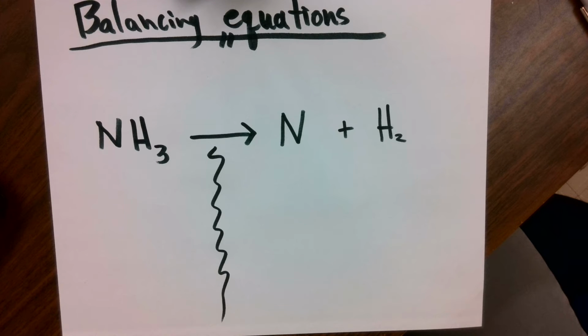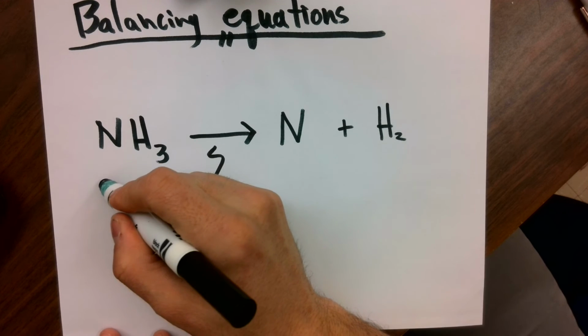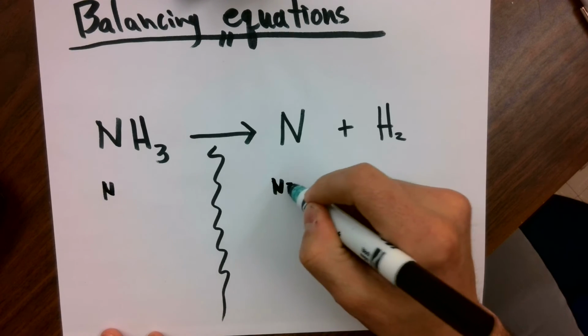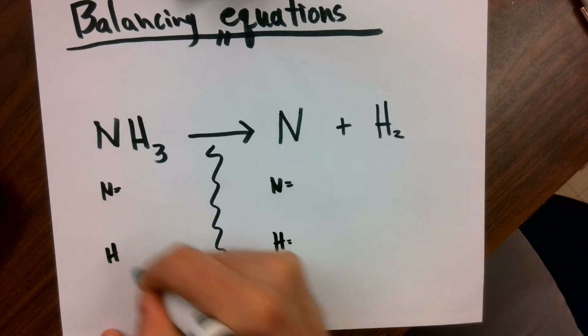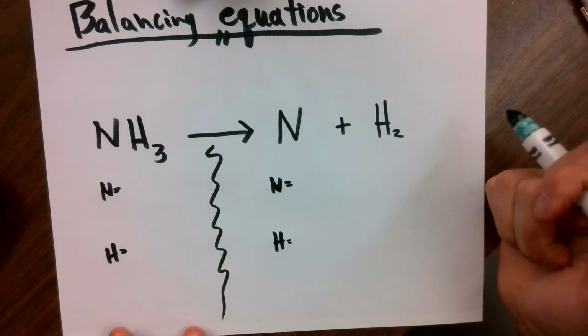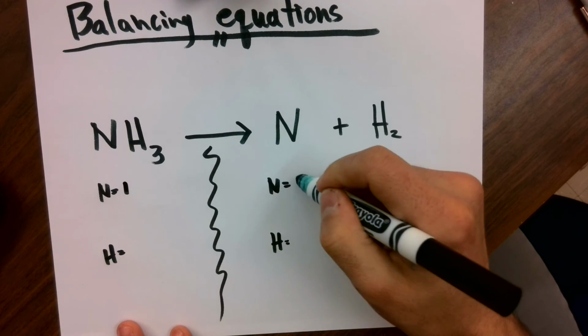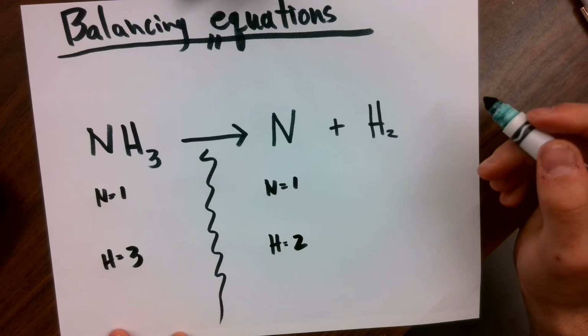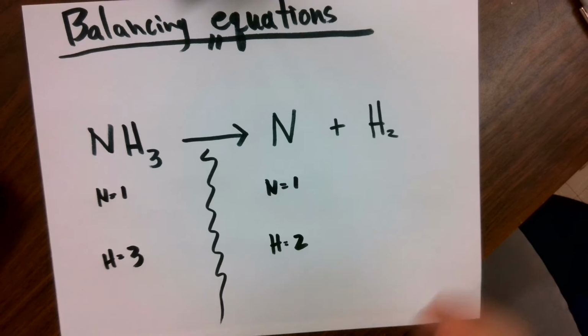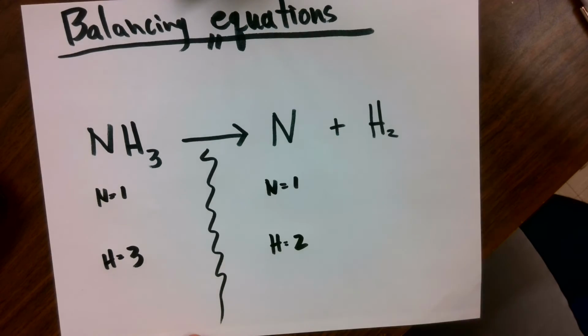so let's take a look here. Nitrogen, nitrogen, hydrogen, hydrogen. I'll do my first attempt in black, okay? So I have 1 here, 1 here. Sweet. I have 3 here, 2 here. Bummer, okay? So my nitrogens are fine. It's my hydrogens I have to mess with.